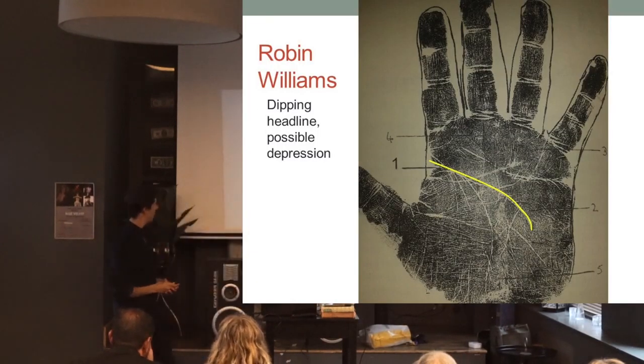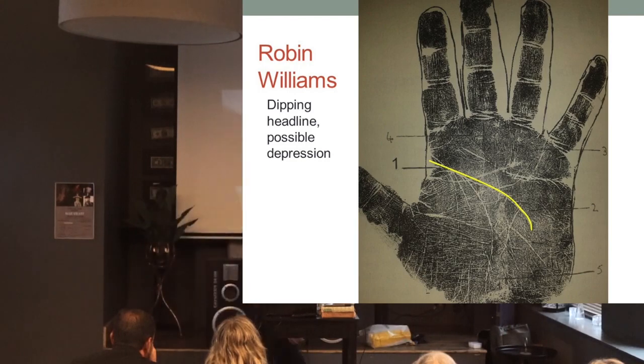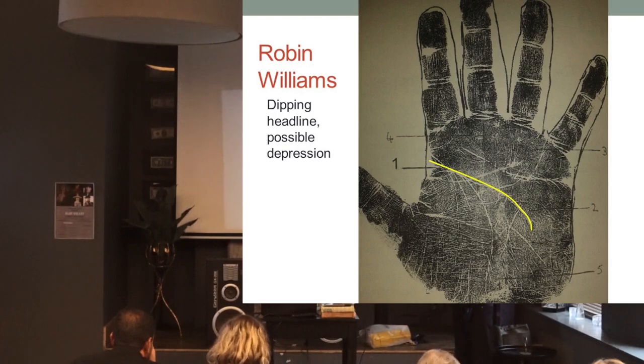Now, I hope that's clear enough, but can you all see it's marked as number 2? That's a dipping headline there. And if we actually go around, and I'll show you, the actual termination of the headline here is really, really dipping. It's kind of going all the way down. So that's quite an extreme dip. If you follow that line down, it would literally go all the way down.